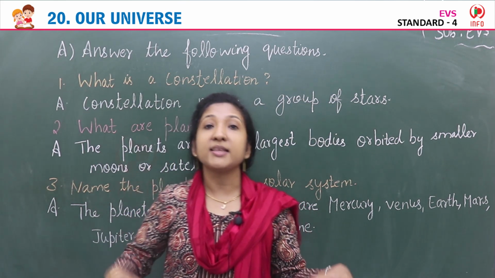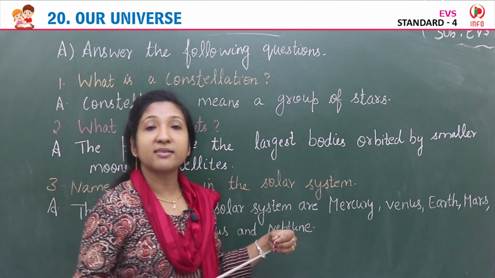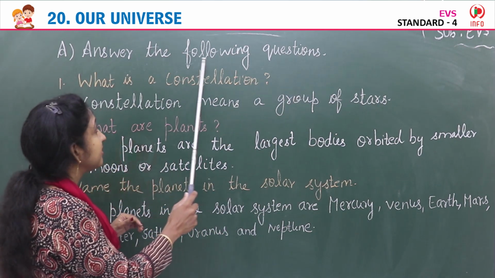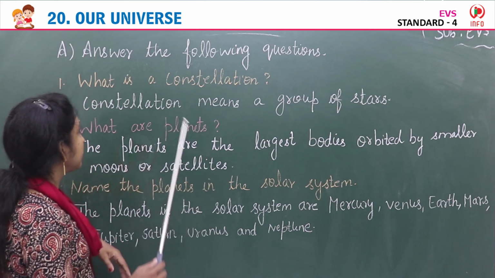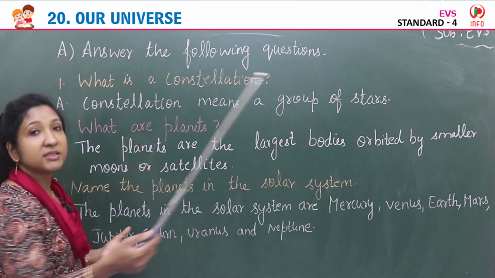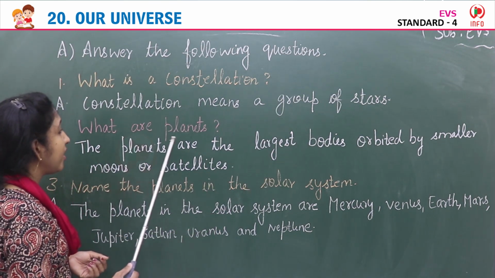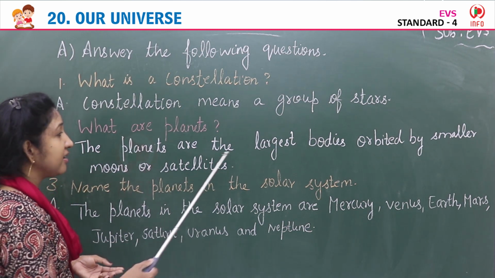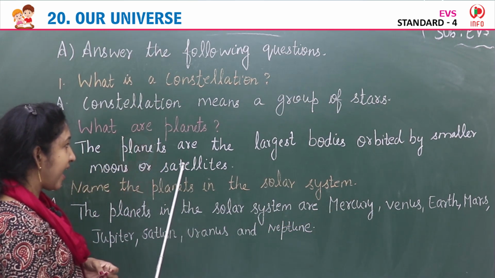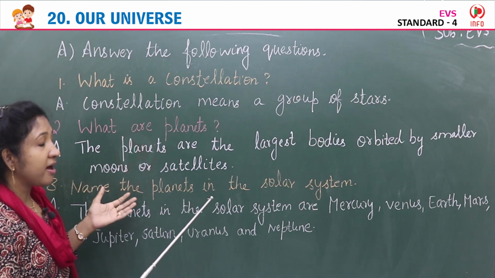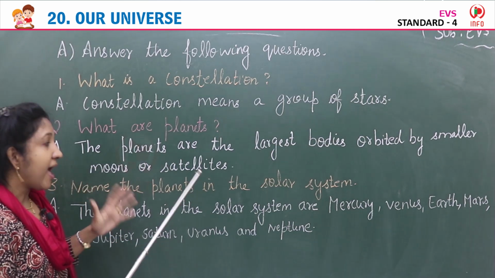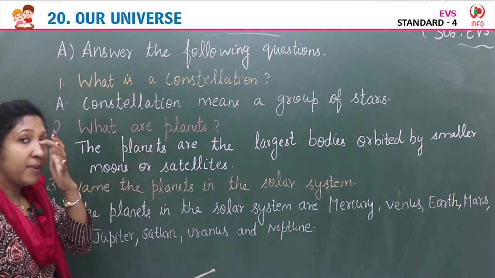Now children, it's our exercise time. Let us do the exercise in the textbook. The first exercise is exercise A. Answer the following questions. The first question is, what is a constellation? Very easy. Constellation means a group of stars. Then second, what are planets? The planets are the largest bodies orbited by smaller moons or satellites. The planets have their own moons and satellites revolving around them.